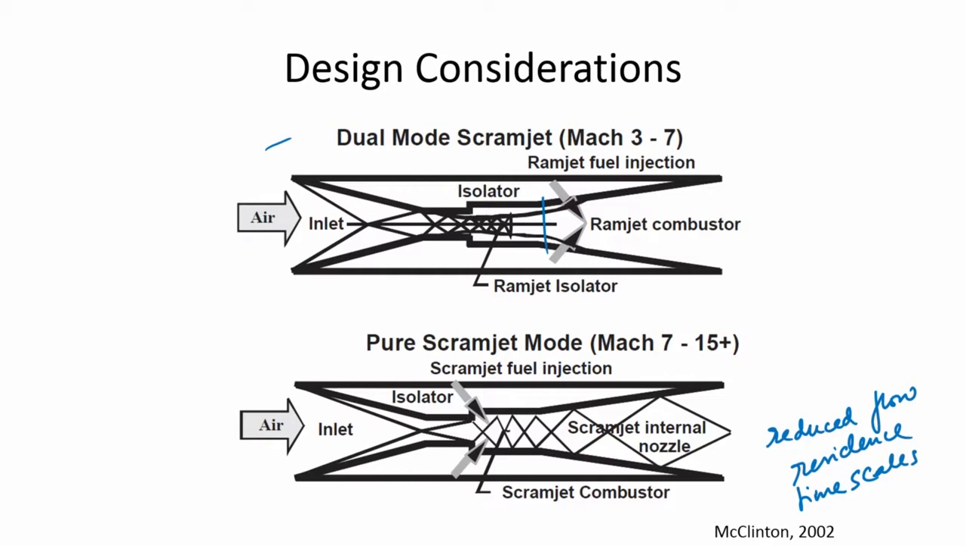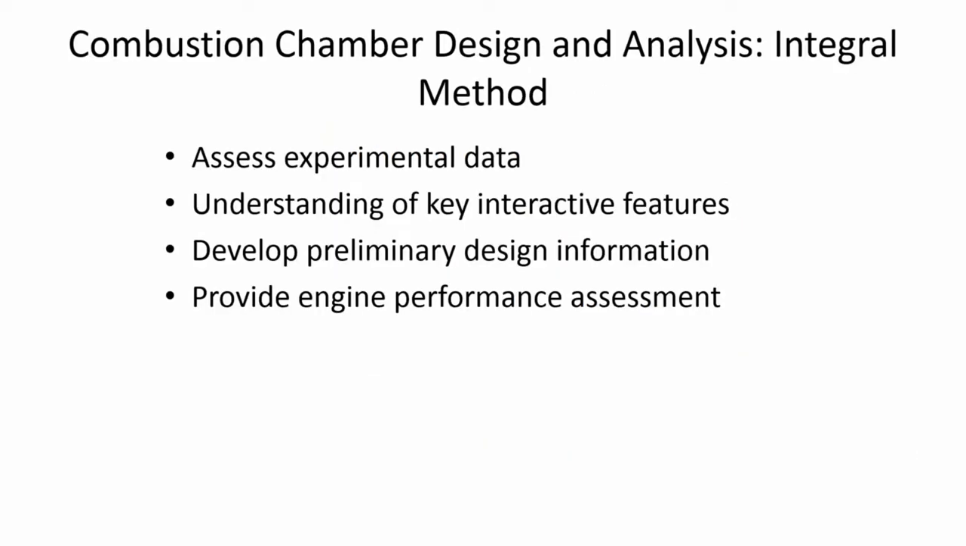One of the major considerations is that there are two things: the length of the isolator, which can contain the shock train, and the divergence angle and the length of the combustor. As I said, we will not go into these details, but these are the main things, and there are several correlations as well as empirical and semi-analytical relationships.